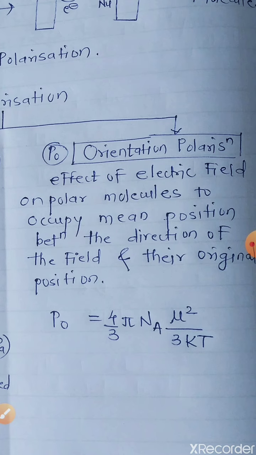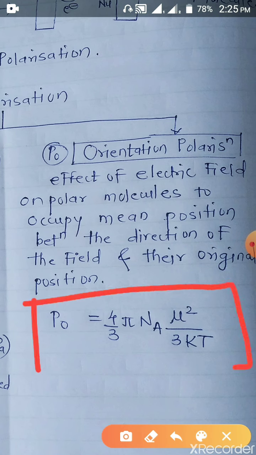And the orientation polarization is given by the formula. Here you can see, where mu is the dipole moment, K is the Boltzmann constant, T is temperature, Po is the molar orientation polarization, and Na is Avogadro's number.